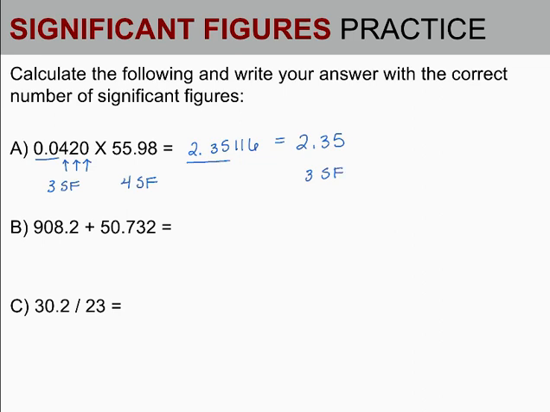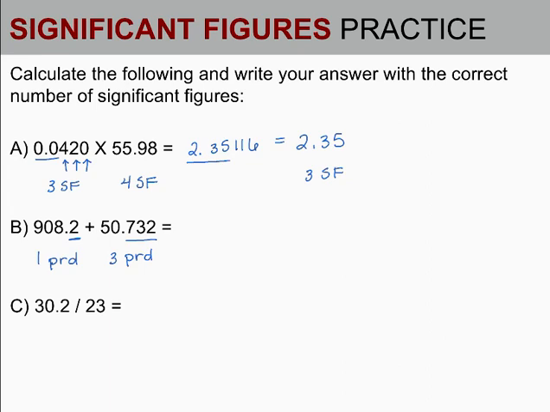Now for B. In this case, we're adding two numbers together, so the rules here are a little bit different. We're going to be more concerned with the number of decimal places. In our first value, we have 1 decimal place, or 1 place to the right of the decimal, 1 PRD. And then in the second number, we have 3 decimal places, so 3 PRD.